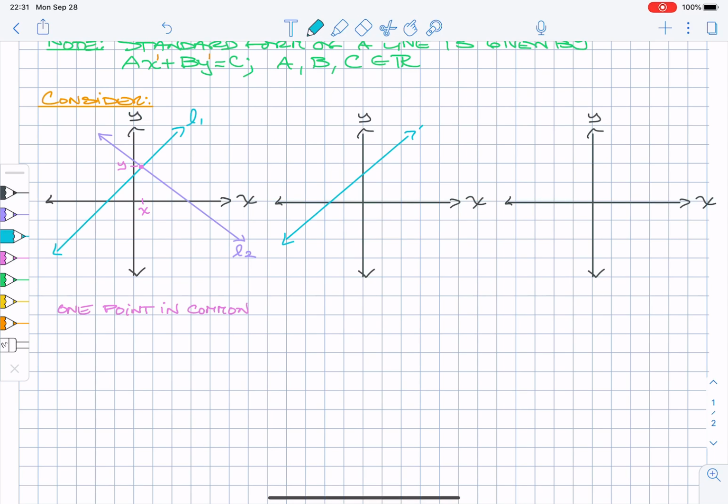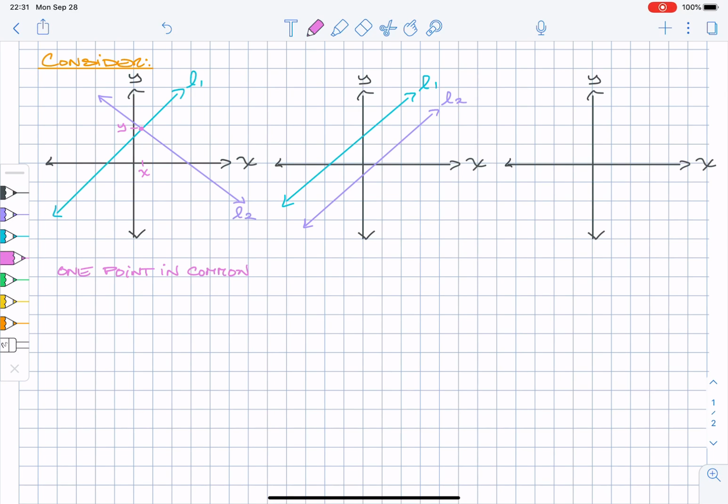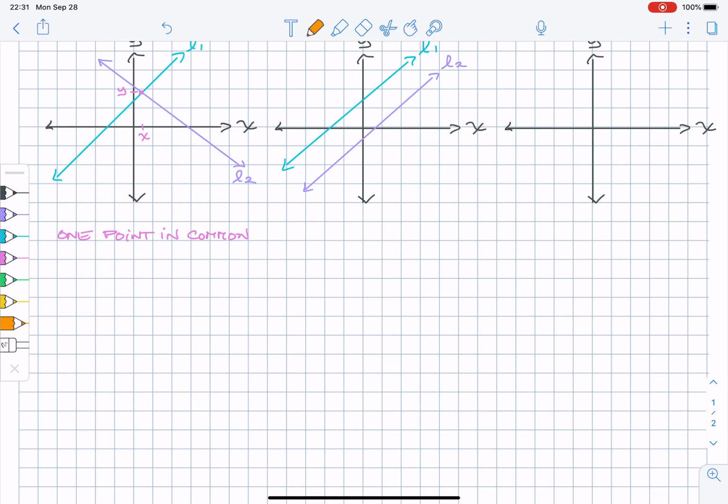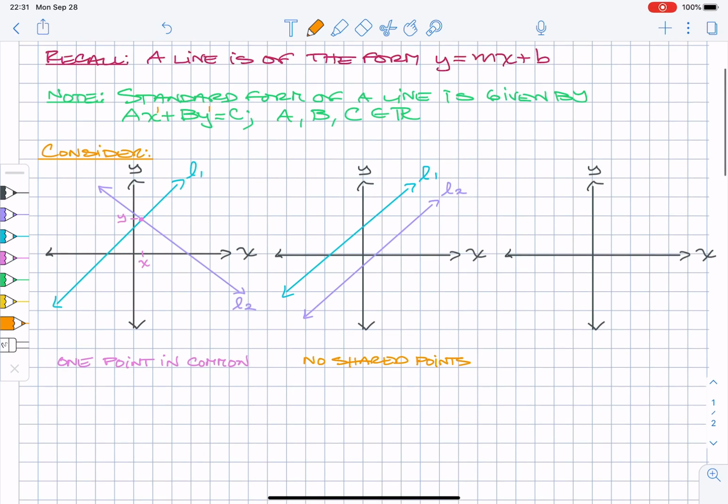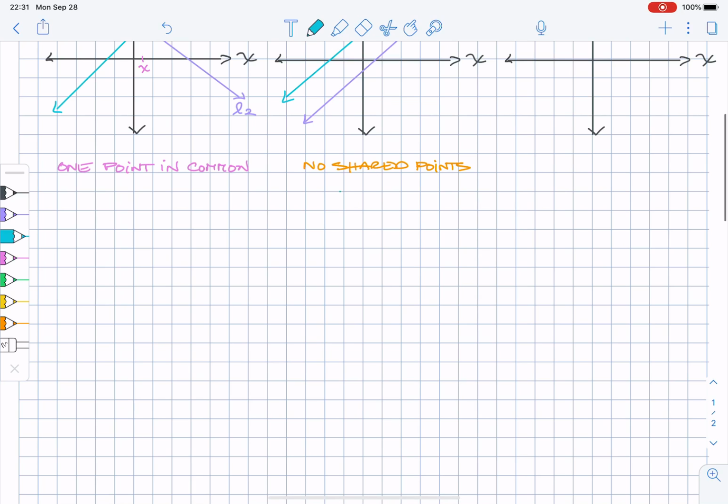Okay, let's call this line 1. And let's have another line that's parallel to it. Call it line 2. It should be obvious that these have no points or no shared points, right? So actually, let me do this in a different color. So no shared points. And that's in the case of line 1 parallel to line 2.